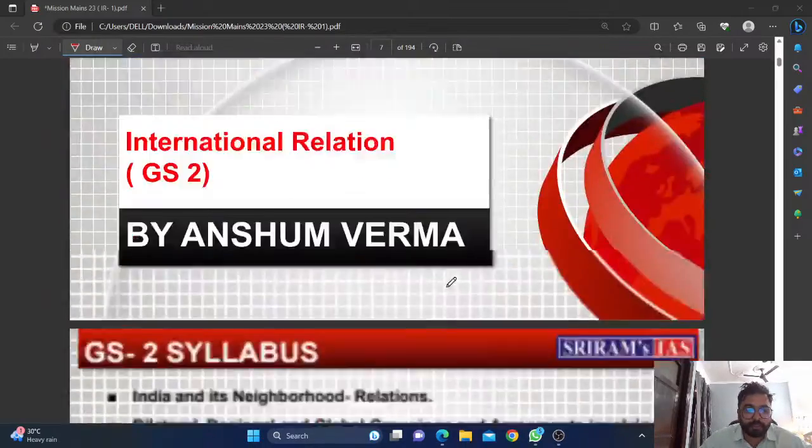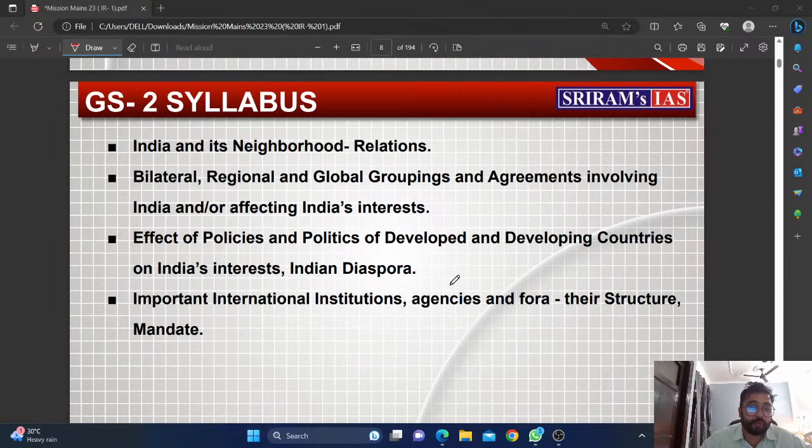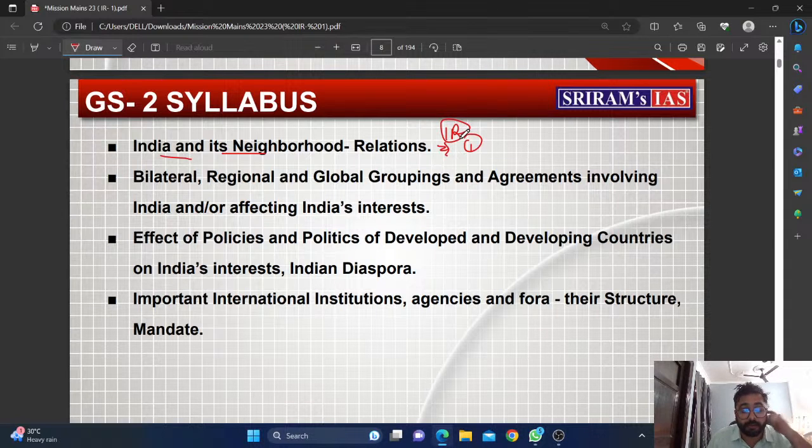If you remember what the syllabus of GS2 for UPSC mains is, there are 4 broader topics where international relations can be classified. The first topic is India and its neighborhood. Now in my first class, I have already explained what kind of relation we have with our neighbors and what are the positive aspects of the relations that we have. And then we have also seen what are the basic issues that we have with our neighbors.